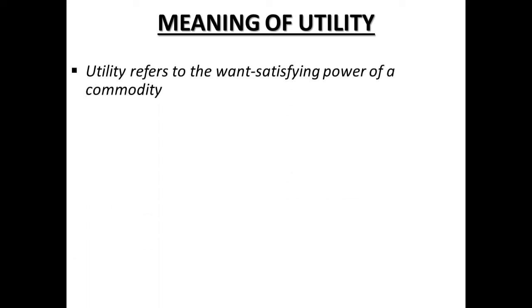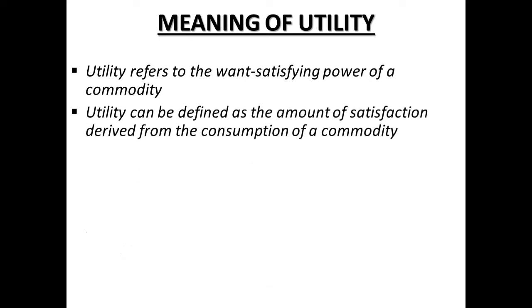Now utility refers to the want satisfying power of a commodity, right? We all know what we mean by utility. It is the want satisfying power of a commodity, that is, it is the capacity of a commodity to satisfy one's wants. Then there are certain features of utility. It is subjective, that is, it depends on the individual's own subjective estimate, that is, it depends on the person's requirement, how much satisfaction a person will get from the commodity. Then next is, it is not measurable.